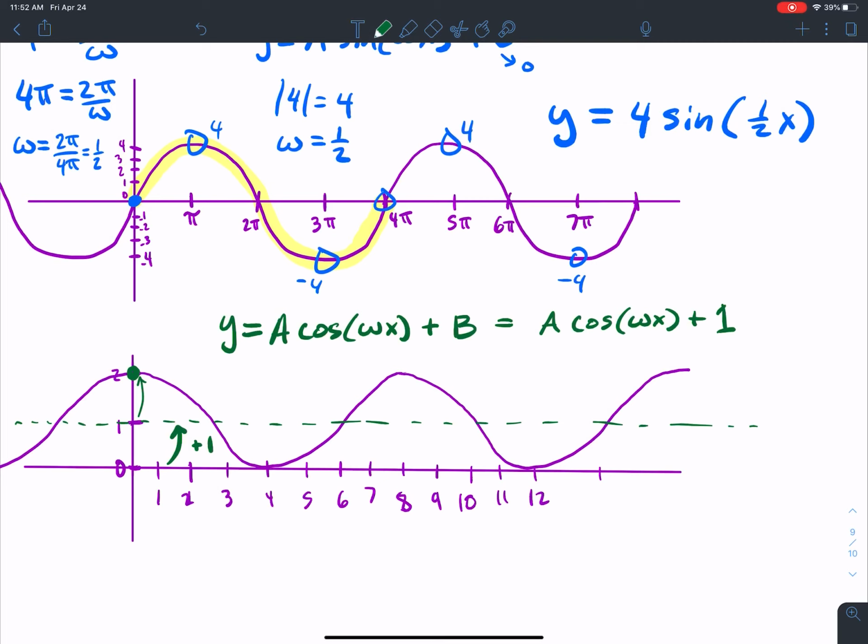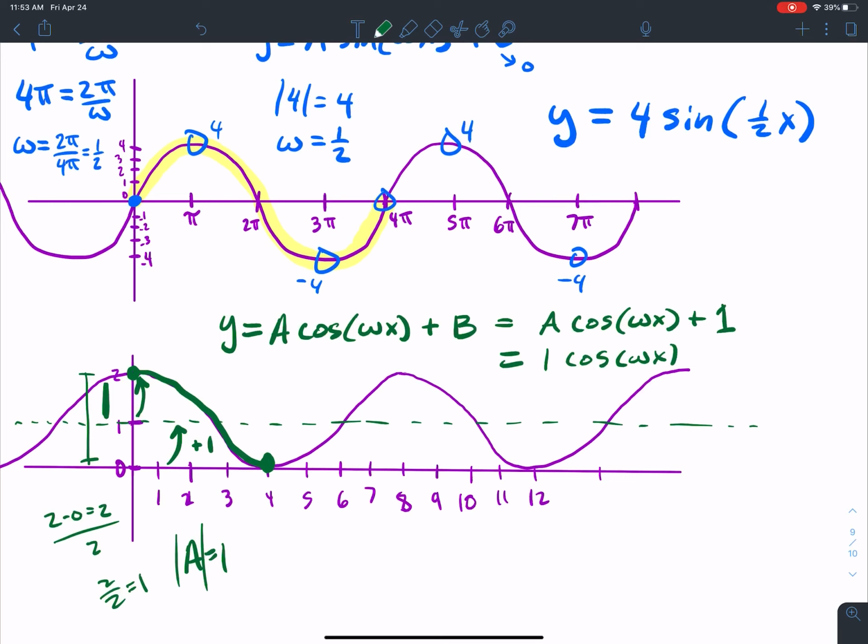Now, if I'm going up 1, the amplitude, all right, how far did I go from peak to trough? Well, if we think about it, that whole distance traveled is 2 minus 0, which is 2. But the amplitude is how far from that centerpiece up. So I take that whole distance and divide by 2. 2 divided by 2 gives me an amplitude of 1. So I have 1 cosine omega x plus 1.